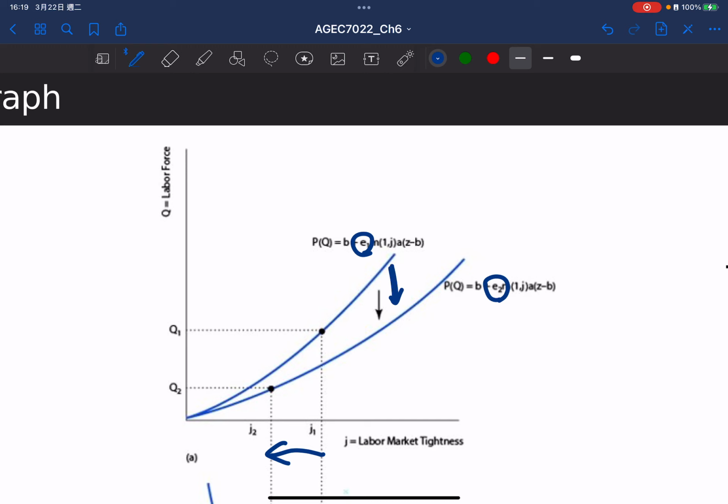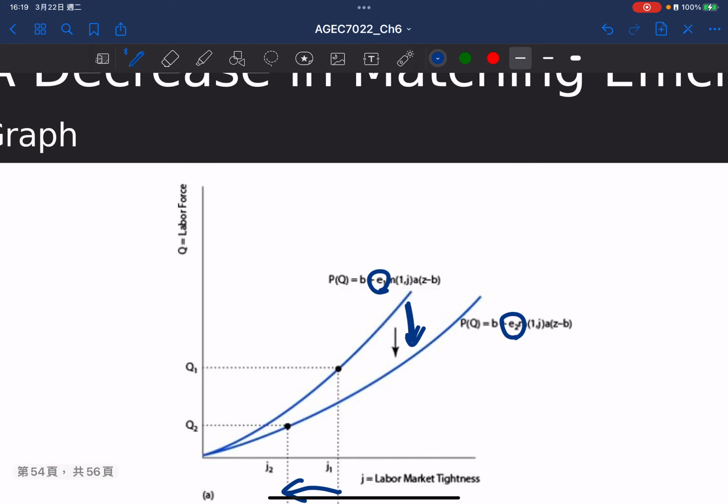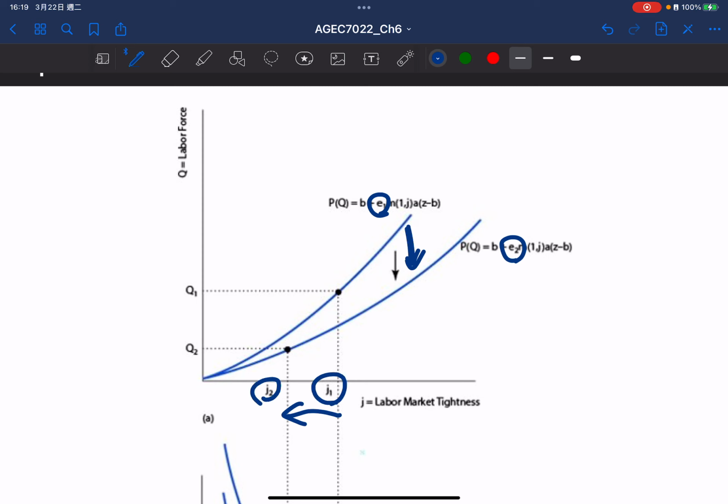So this thing goes down, which makes the Q go down. And the J here also goes down, which also makes the Q go down. So both forces push the Q down. So in total, the Q goes from Q1 to Q2.